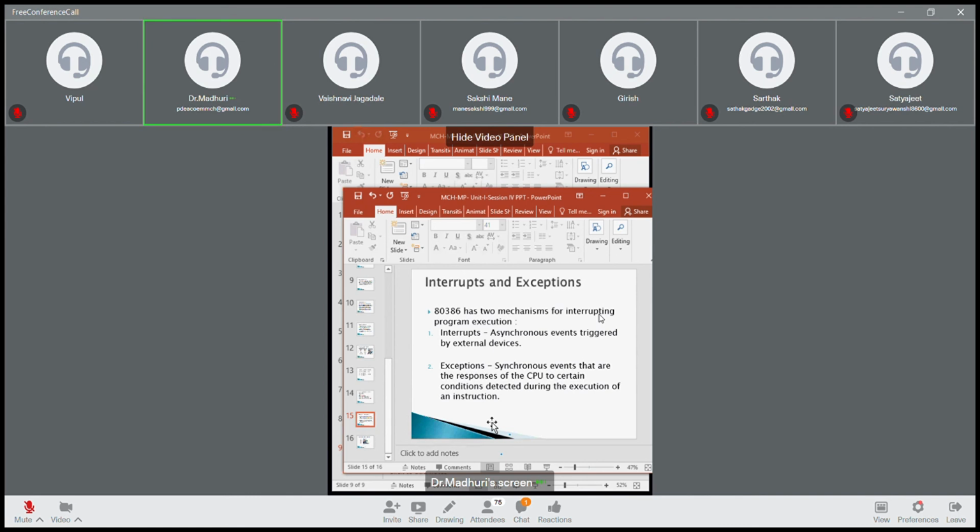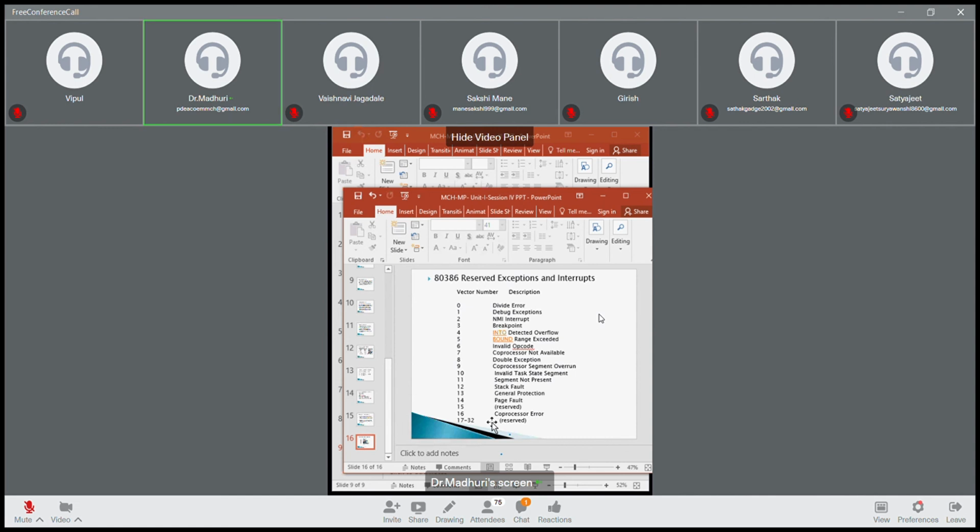Now what do you mean by interrupt and what do you mean by exception? Interrupt is an asynchronous event which is triggered by external devices, and exception means a synchronous event, which is the response of the CPU to certain conditions that are detected during the execution of an instruction. म्हणजे एक्सेप्शन हे सॉफ्टवेअर असतात, इंटरप्ट हे एक्स्टर्नल असतात. ठीक आहे, अंडरस्टूड?